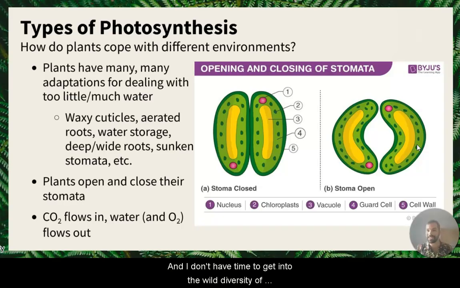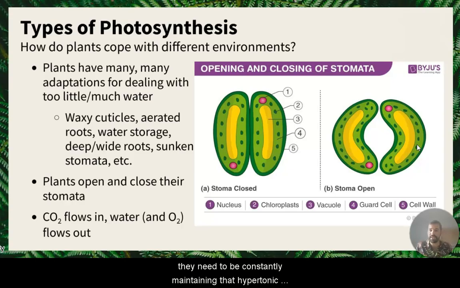I don't have time to get into the wild diversity of adaptations that plants have for this. They have waxy coatings on their leaves. They have aerated roots to make sure that they're getting oxygen to the parts of them that aren't photosynthesizing, like their roots. They store water in different ways. They have different types of roots accessing that water to maintain that flow of water that we talked about previously when we were talking about transpiration.